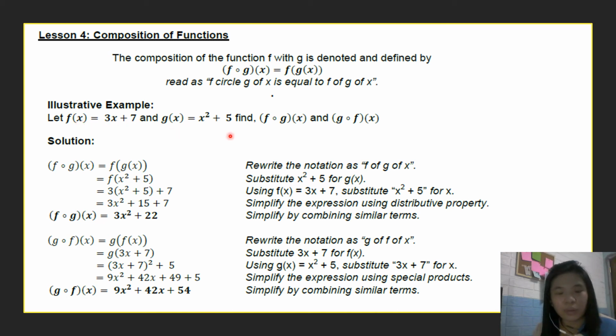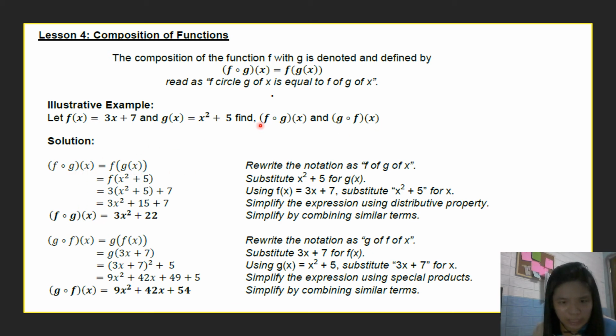So, yung pwedeng maging tanong dyan, equal lang po ba kung yung f of g of x and g of f of x kung baliktad? So, let's find out by discussing this example. F of x is equal to 3x plus 7 and g of x is equal to x squared plus 5. So, we find f of g of x and g of f of x, and let's find out if they are both equal.